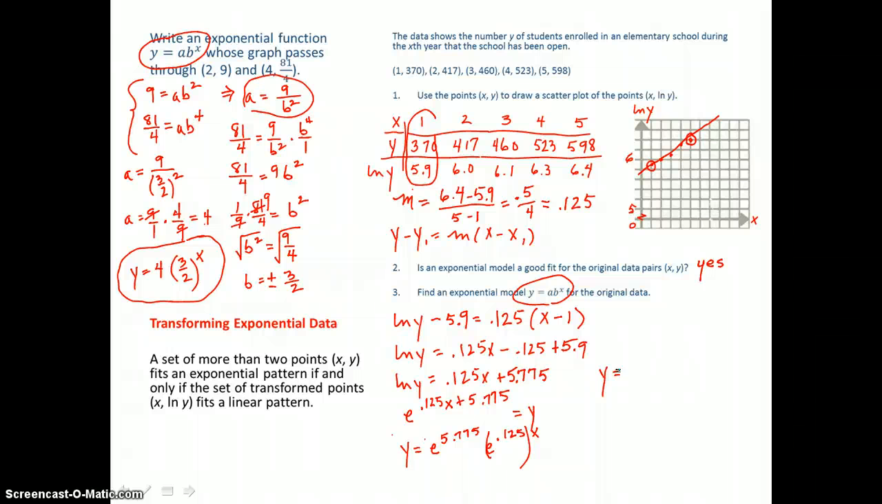And I'll round to a whole number because this represents the enrollment in an elementary school, so we'll round to the nearest person, 322. And my b value, e to the 0.125 power, is 1.13, rounding to 2 decimal places, which is good here. So there's our model, exponential model for that data.